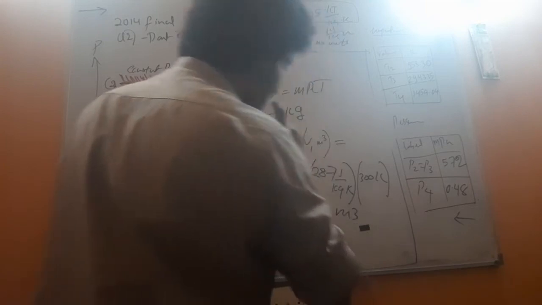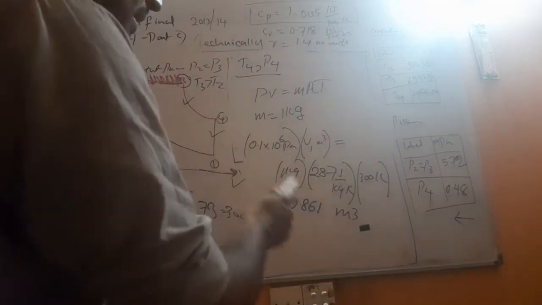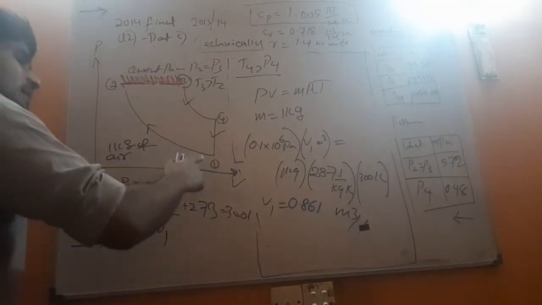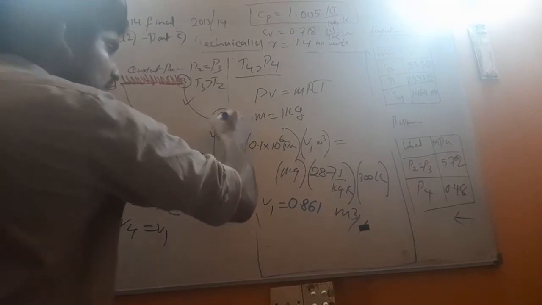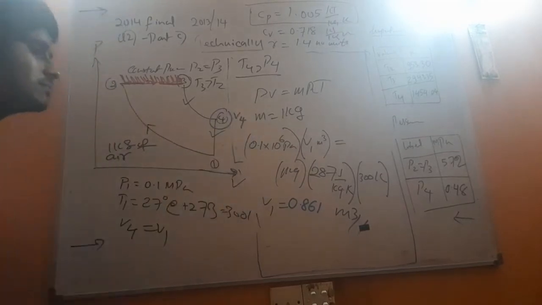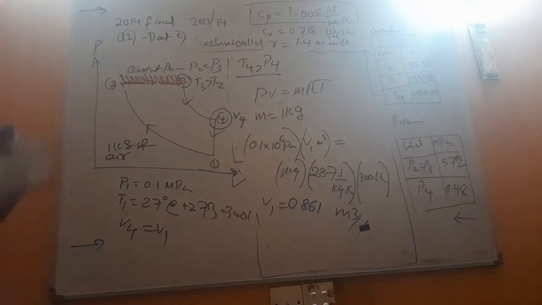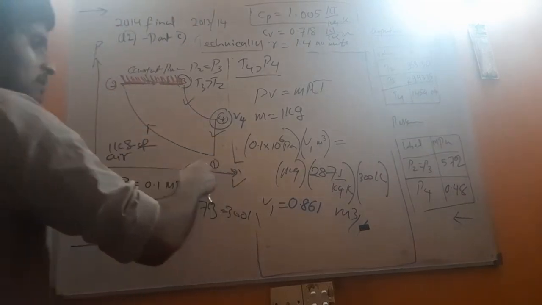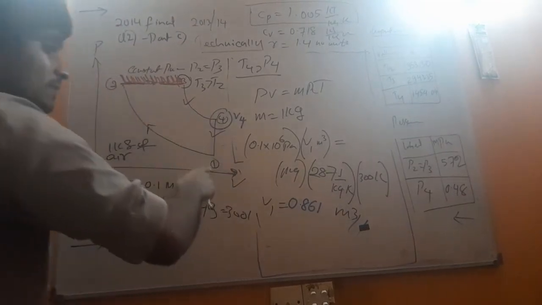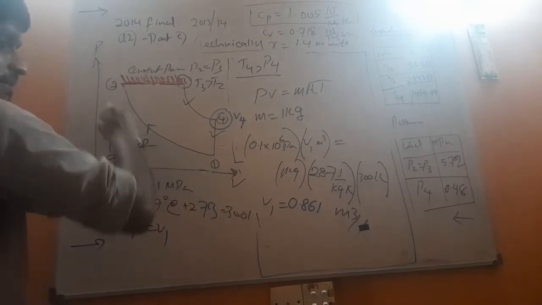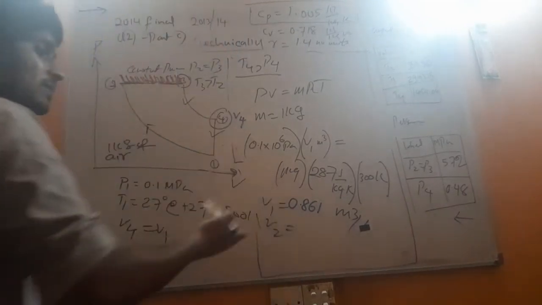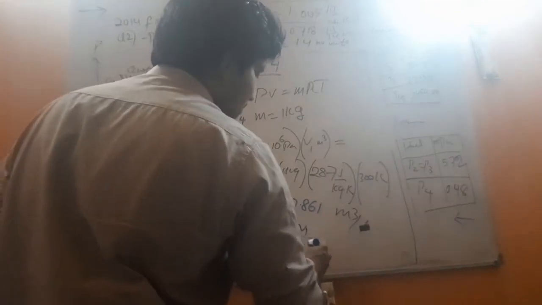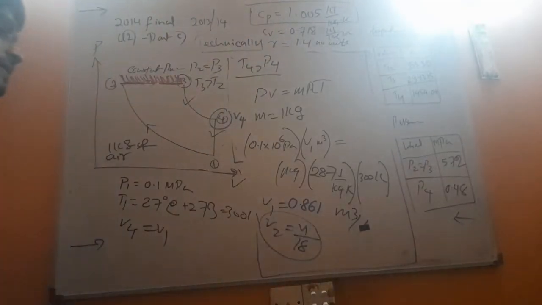0.861 meter cube is the volume here. So the volume here is the same as the volume here, so you know what V4 is. If you know V1, then you know V4. And if you know V1, you also know V2, because V2 is 1/18th of that, due to the compression ratio. V2 is V1 divided by 18. So you know V2 also.